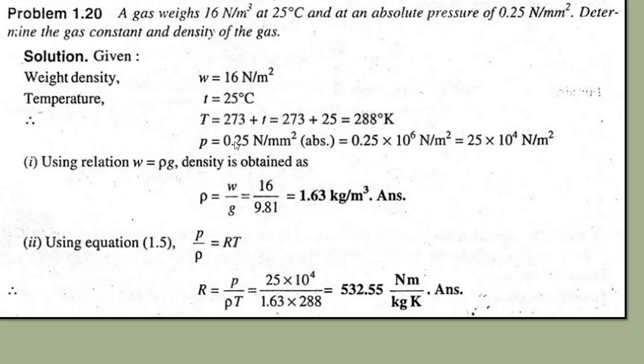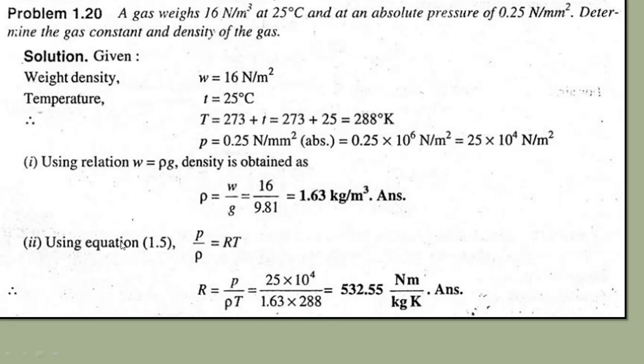P is equal to 0.25 Newton per mm square. This is absolute. So 0.25 into 10 raised to 6 Newton per meter square is equal to 25 into 10 raised to 4 Newton per meter square. Using the relation W is equal to rho into g, density rho is equal to W divided by g. W is 16 divided by 9.81. So rho is 1.63 kg per meter cube.